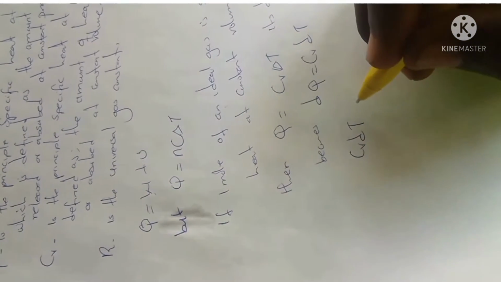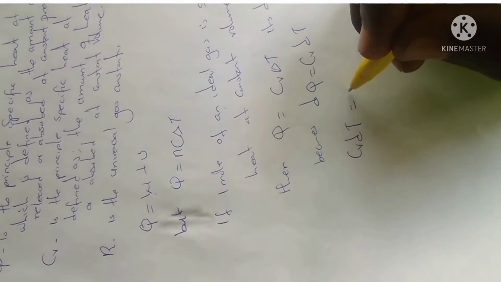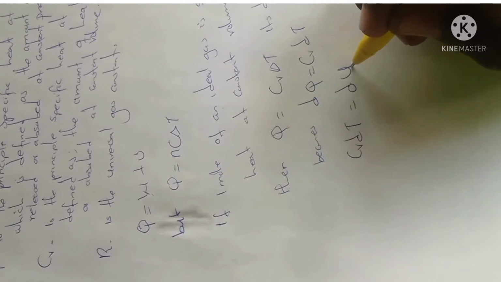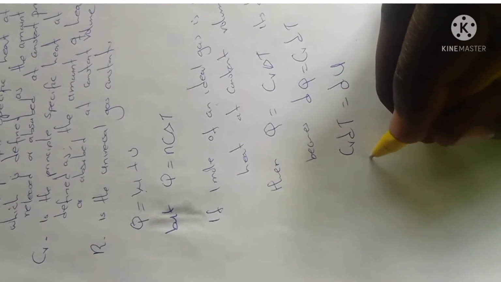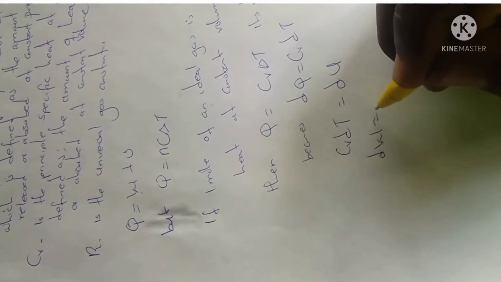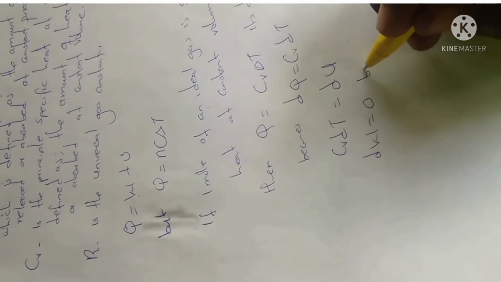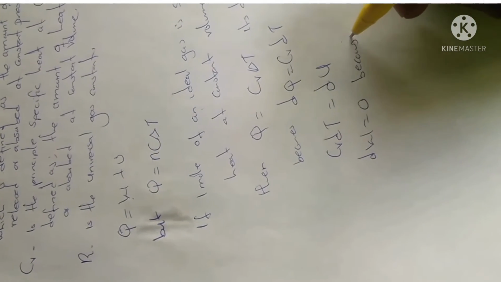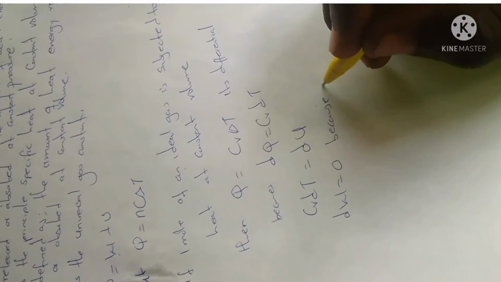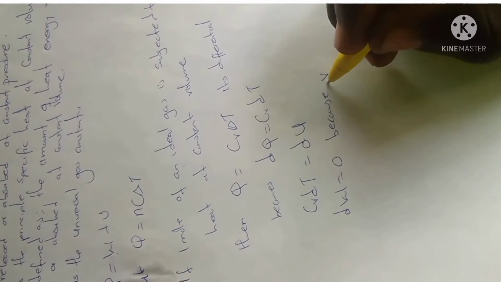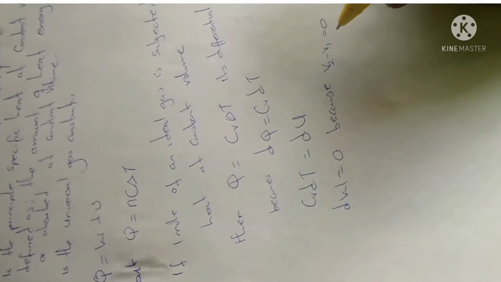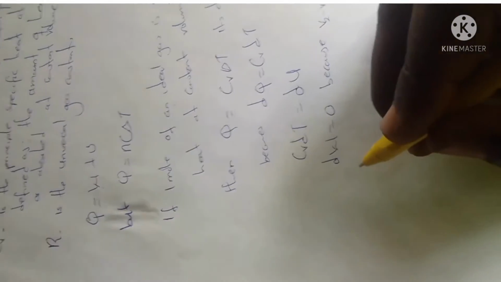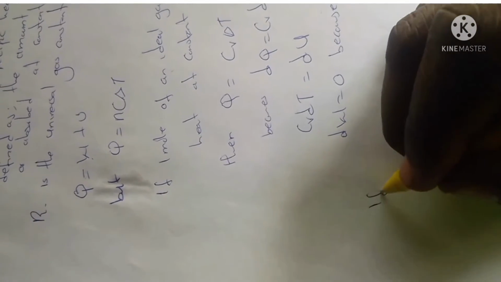Then the first law of thermodynamics becomes Cv dt equal to du, that is the internal energy. Remember, the work done will be equal to 0 because the change in volume at constant volume will be equal to 0. That is V2 minus V1 is equal to 0. Therefore, the work done at constant volume is 0.